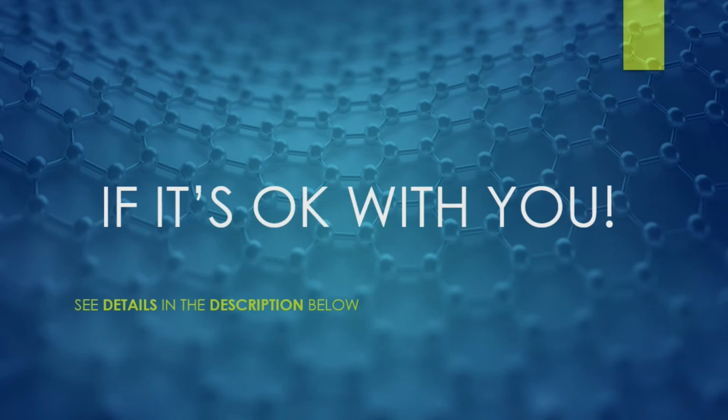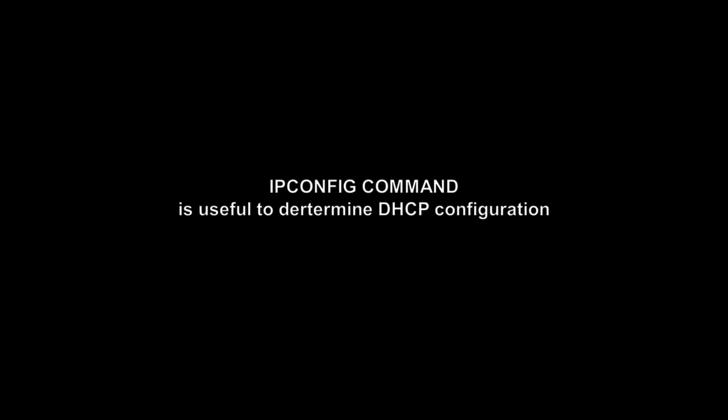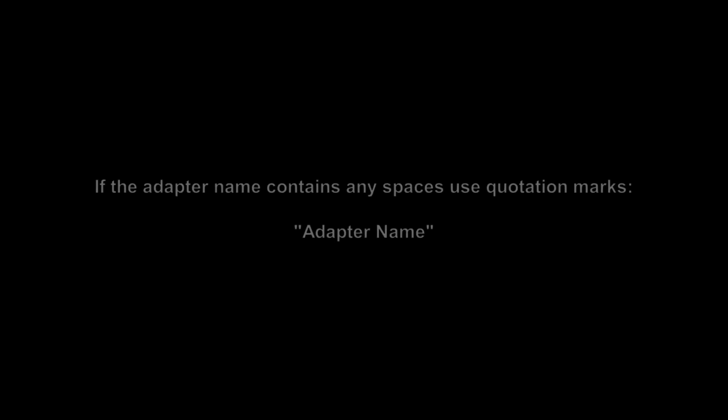Read the conditions below. Usefulness of ipconfig. This command is most useful on computers that are configured to obtain an IP address automatically. This enables users to determine which TCP/IP configuration values have been configured by DHCP, automatic private IP addressing, or an alternate configuration. If the name you supply for adapter contains any spaces, use quotation marks around the adapter name.